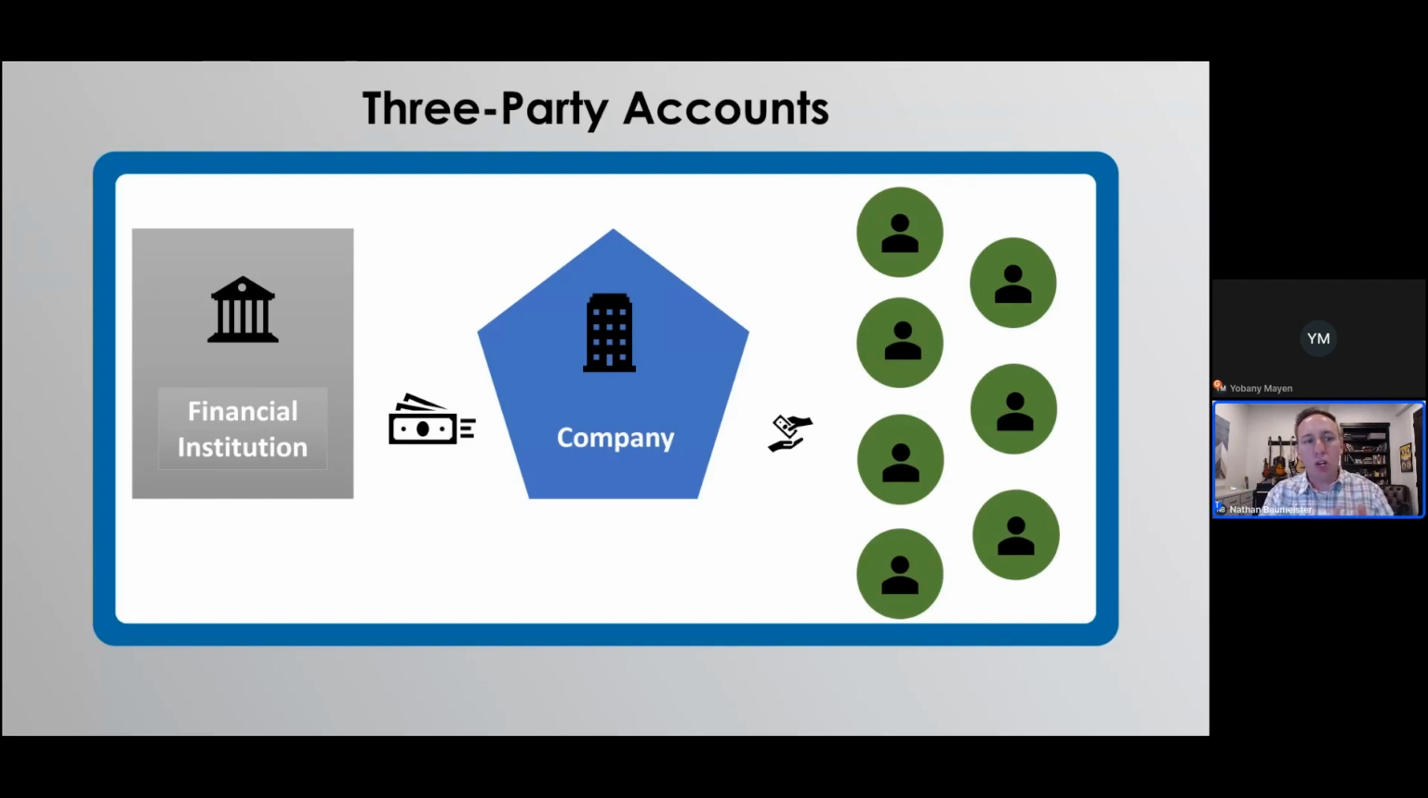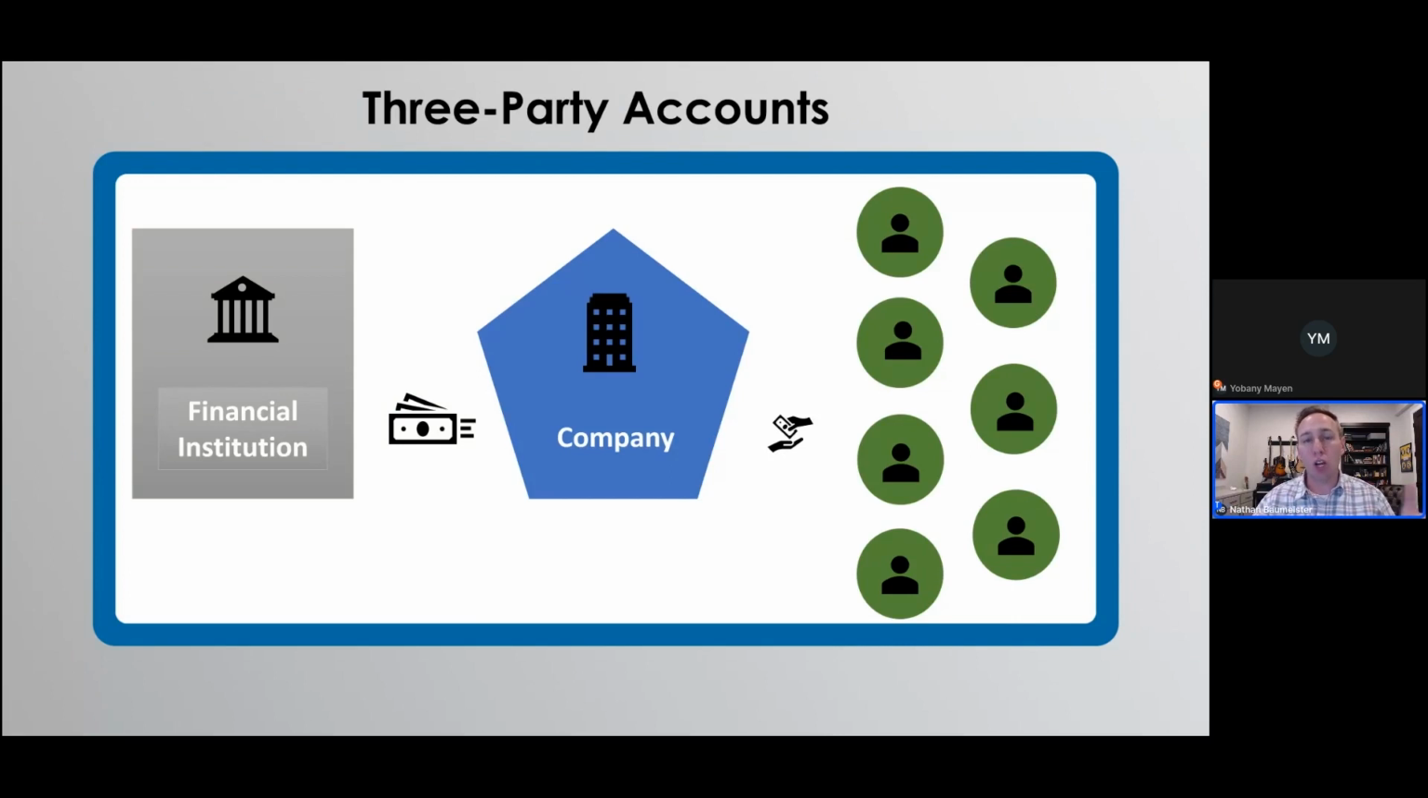So first, you start with the financial institution as the first party. Second would be the company. This is going to be who the customer or the client is of the financial institution themselves. However, the company is actually holding the money on and for and behalf of their customers or their clients. That's why these are three-party accounts.